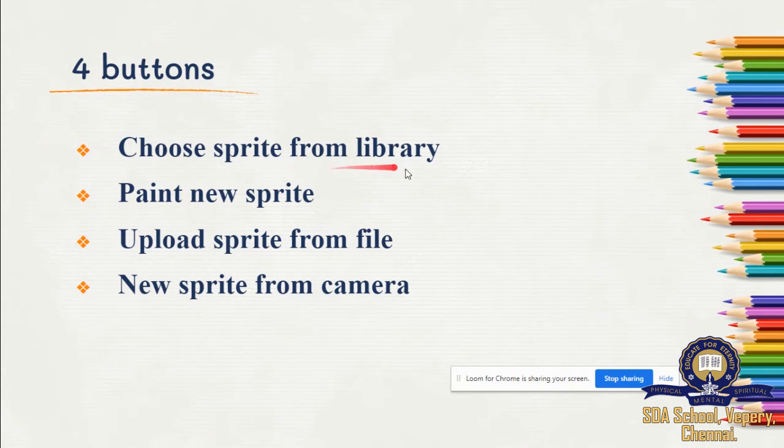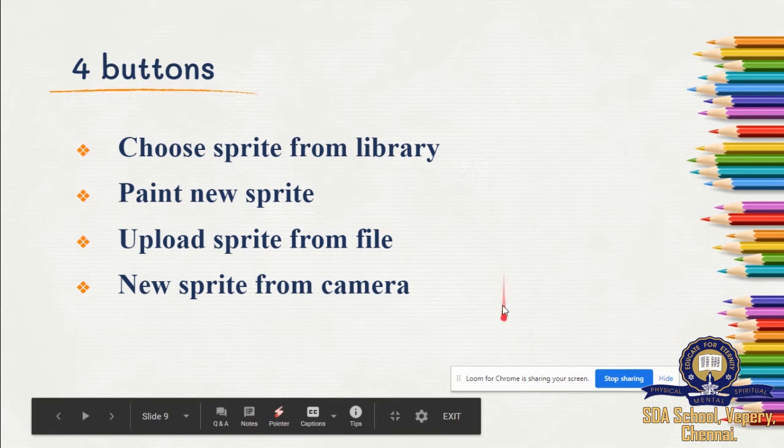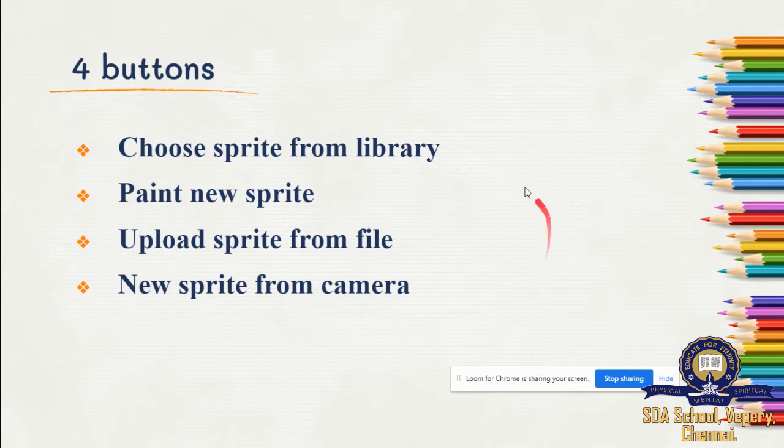So, choose sprite from library. What is the library? Inside your Scratch itself, there is a small library from where you can select sprites. There are lots of different kinds of sprites, and whichever you like you can select. Paint new sprite. You can draw your own sprite, or you can select one sprite and color it, or add new things to the sprite.